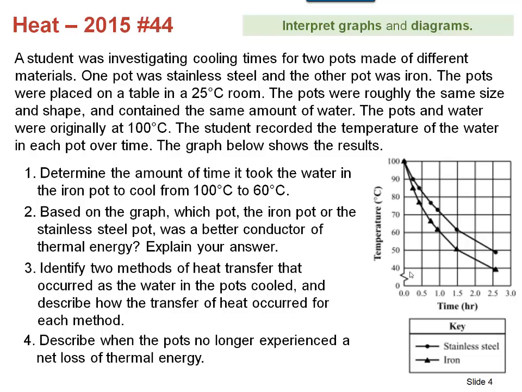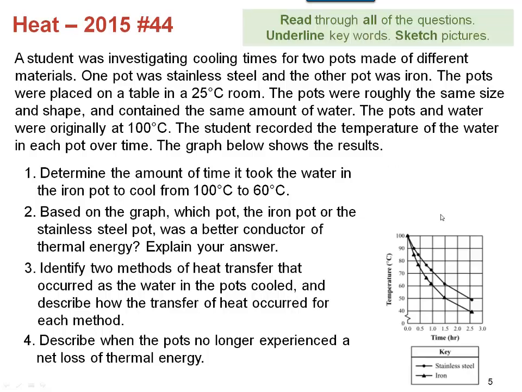Let's take a look at the information given in this problem. First, we will look at any graphs or diagrams given. It looks like we have a temperature versus time graph for two substances, stainless steel and iron. Stainless steel is circles on the graph and iron is triangles. Reading through all the questions is really important before you start answering. You can underline keywords and sketch any pictures to help you.